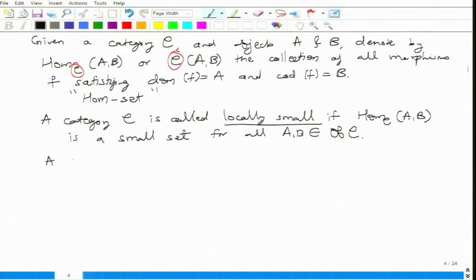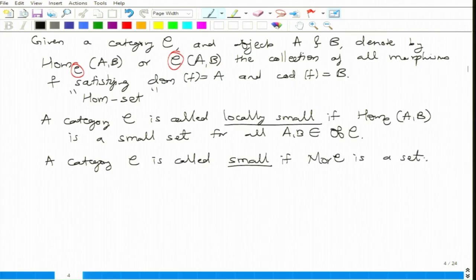Then a category C is called small if mor(C) is a small set. The collection of morphisms itself is a small set. See, this forces the collection of objects to be a set, but the converse is not true.